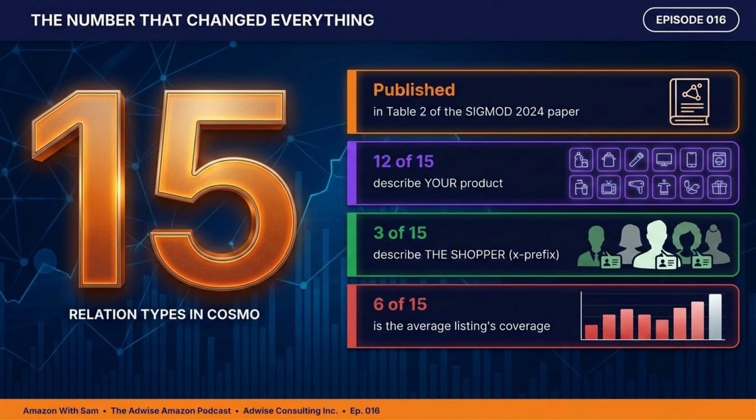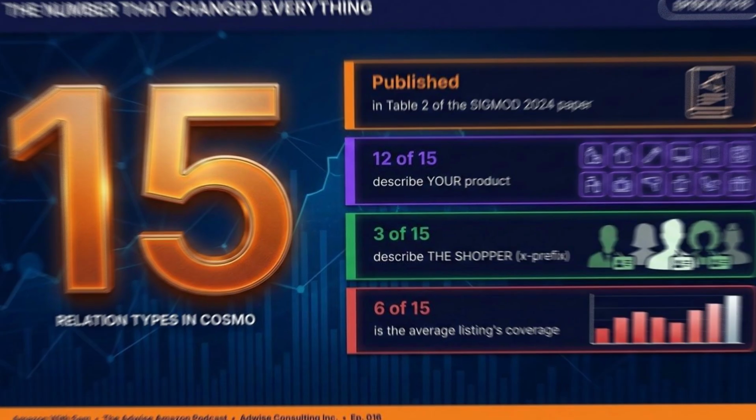15 distinct relation types, each one a different question Amazon's AI asks about your product. 12 of those questions are about your product itself. 3 of them, and this is the part nobody covers, are about the shopper. We'll get to those at the end. The average decent listing, and I mean a top 100 BSR listing with reviews, covers about 6 of the 15. That means more than half the questions go unanswered. And every unanswered question is search traffic you don't get.